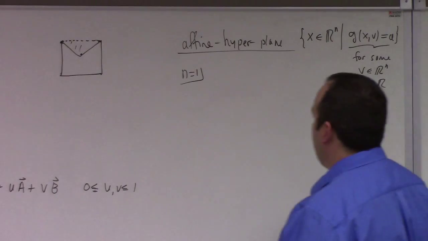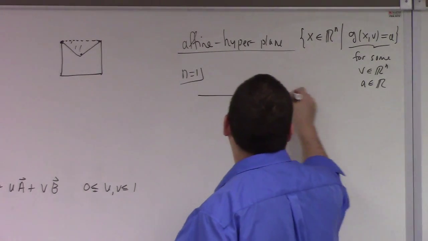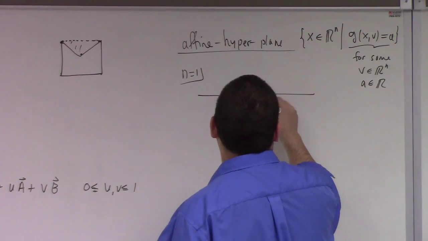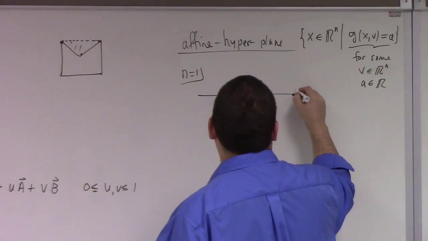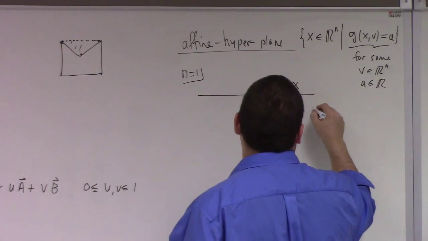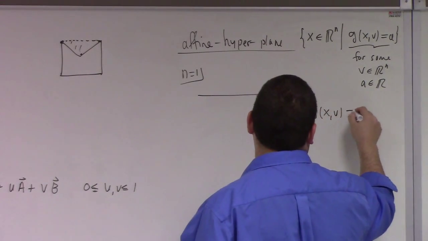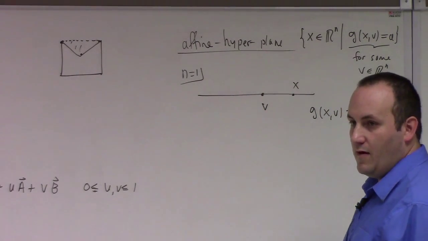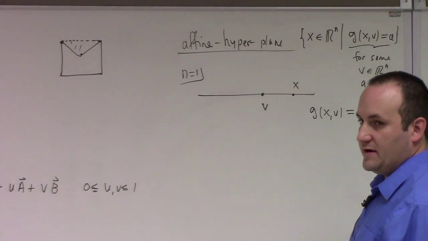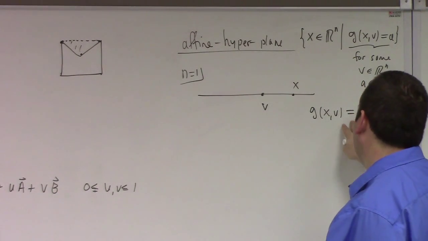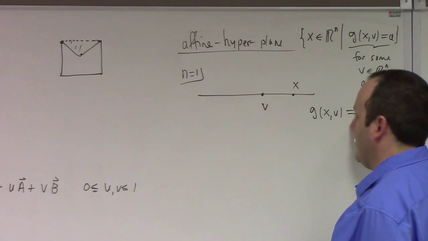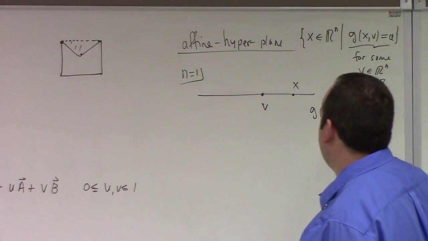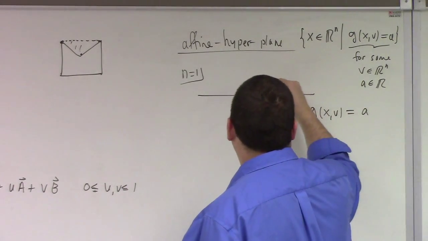So if you think about n equals 1, what is that? You pick a point, v. And then you pick an x. And what is the condition? g of x comma v is equal to some constant a, right? This is the metric, so I believe he means that that's positive. But basically what you're looking at then is that this distance is a, right?